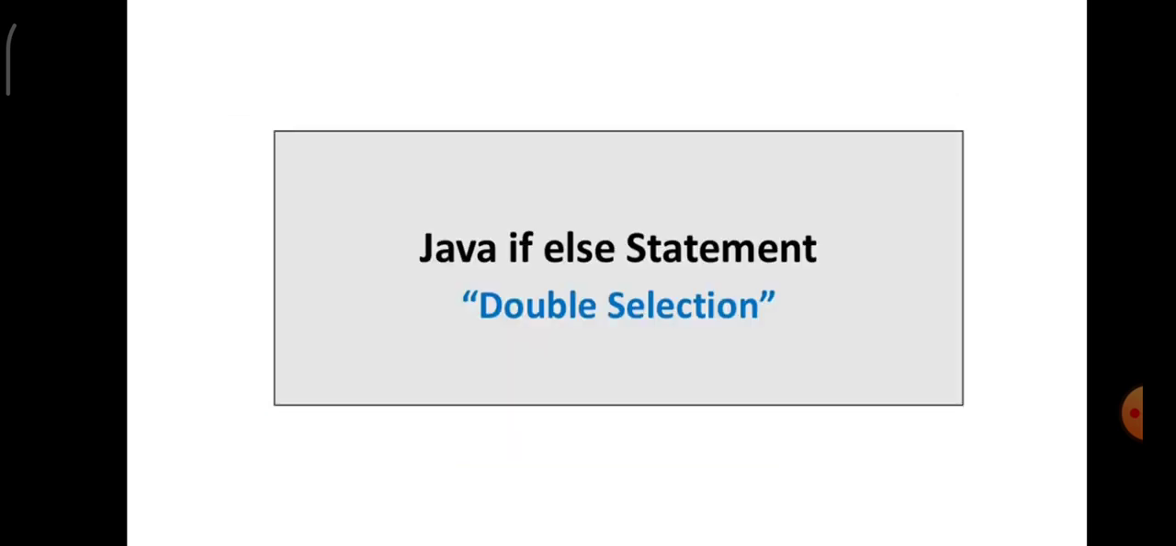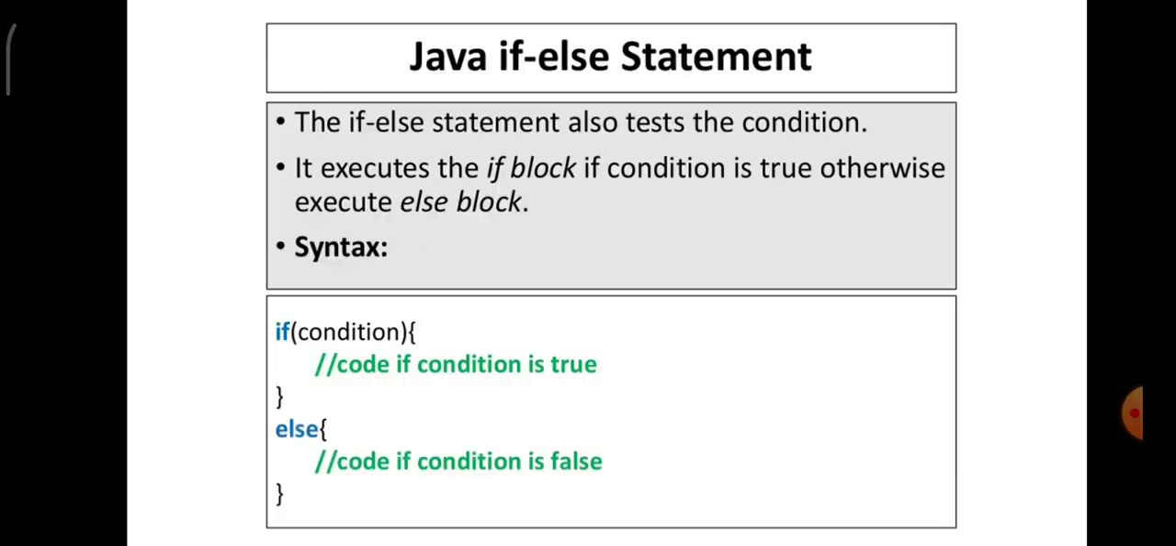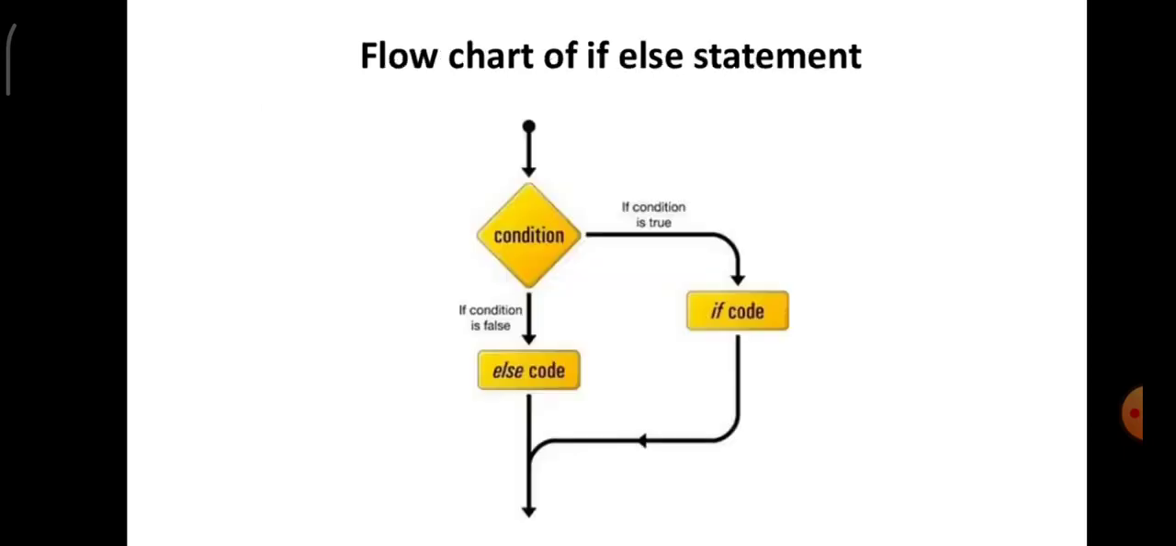Java if else statement, double selection. Let us see what it is. The if else statement also tests the condition. It executes the if block if the condition is true, otherwise it executes the else block. Syntax: if the condition is true, the first statement is executed, else if it is false, the false statement is executed. It is very clearly given to you within a box. So hope this is very clear to you. Let me move on to the next slide.